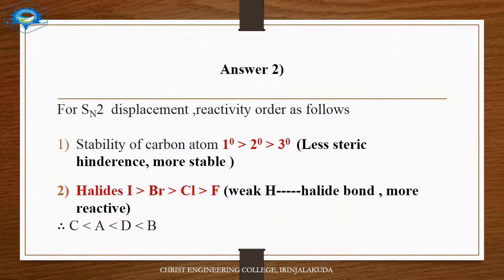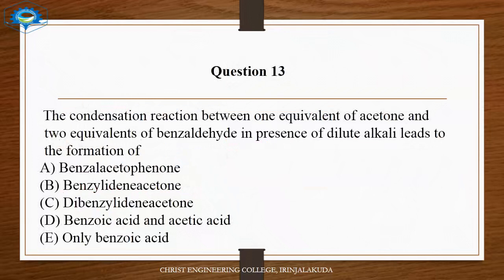So, first comes the least stable one, the tertiary carbocation containing molecule C. Then comes the secondary carbocation containing molecule A. Then come the two primary carbocations. Among these, the carbocation connected to the halide chlorine, that is molecule D. Then the highly reactive one, that is the primary carbocation containing the halide Br. Okay. So, the answer is answer number 2.